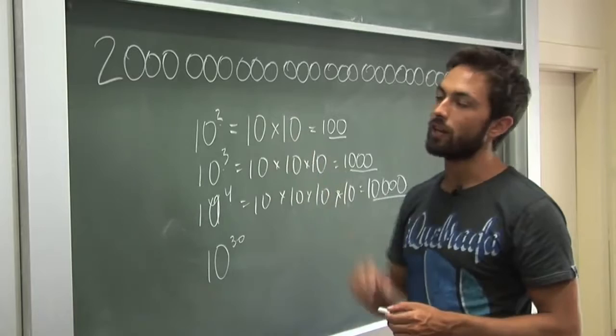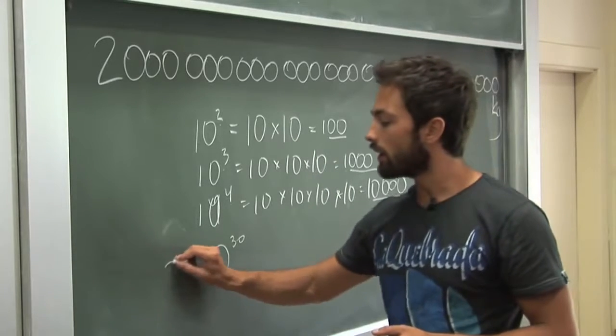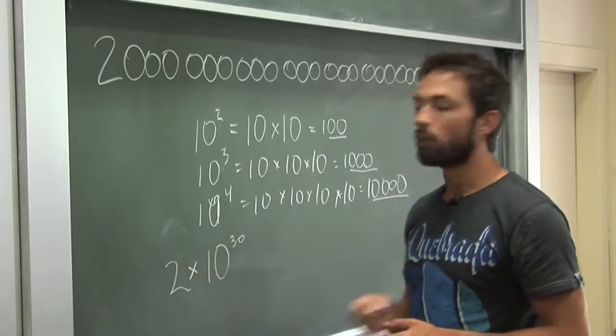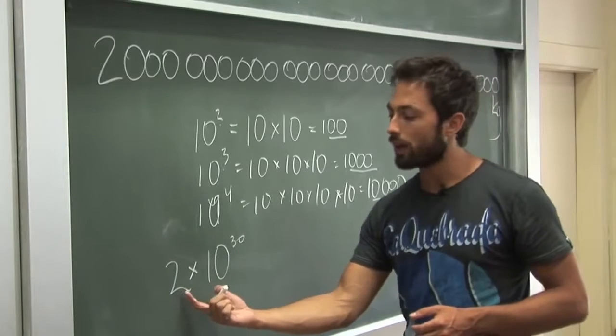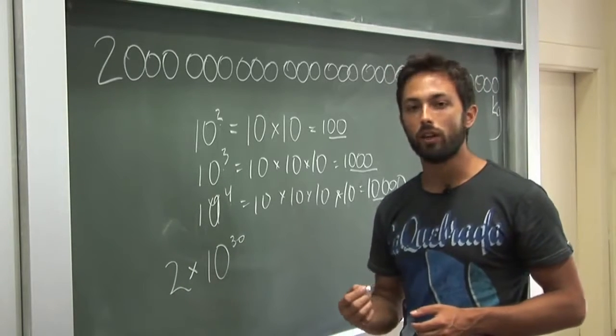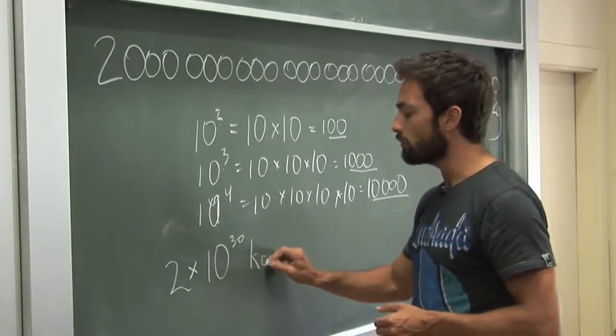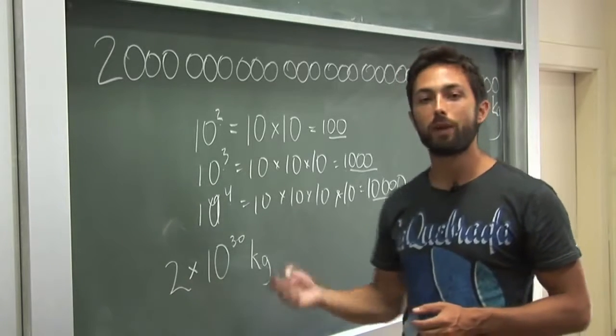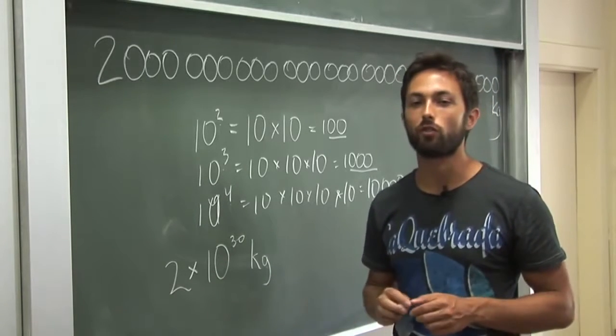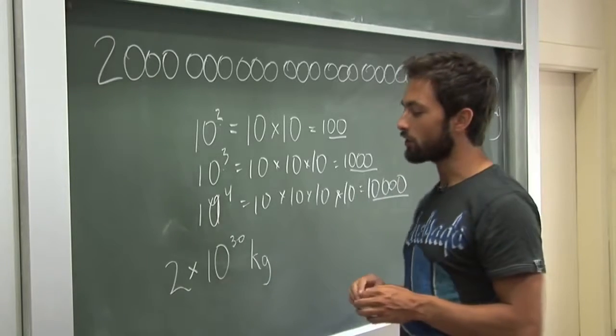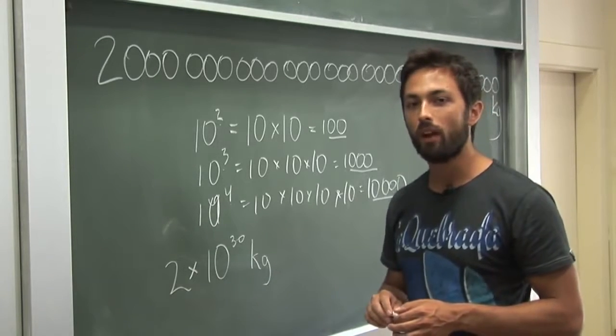But the mass of the sun is actually twice that. It's 2 followed by 30 zeros. So we can multiply 2 by 10 to the 30 in units of kilograms, and that is the mass of the sun. It's a lot easier to write, and it takes up much less space on the page.